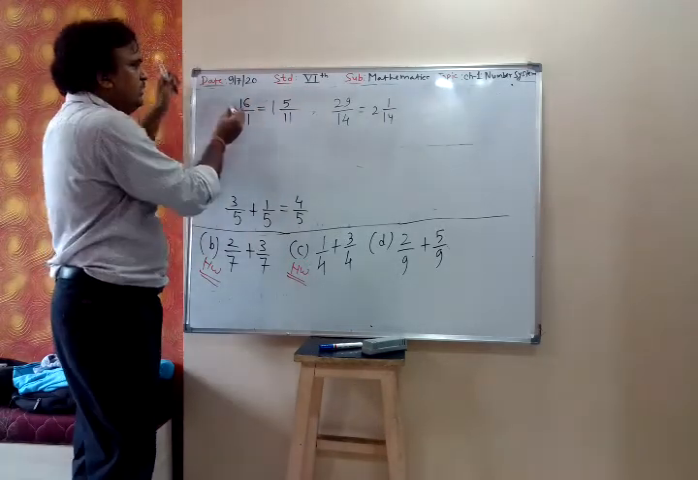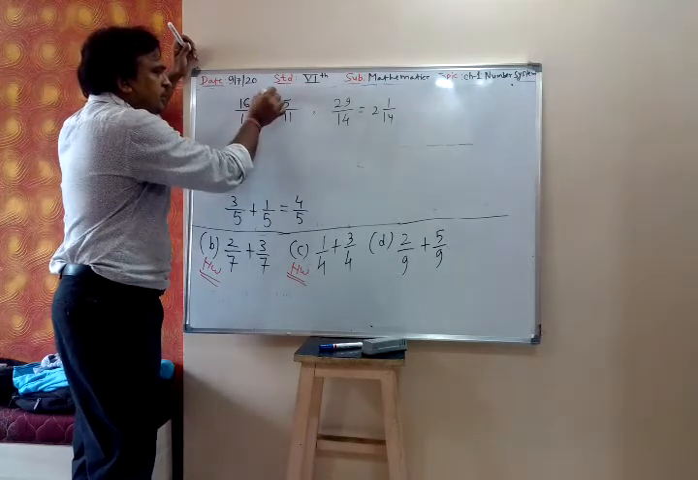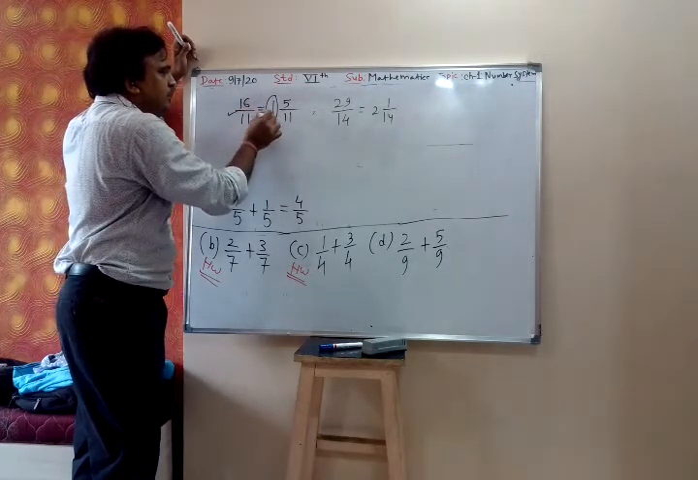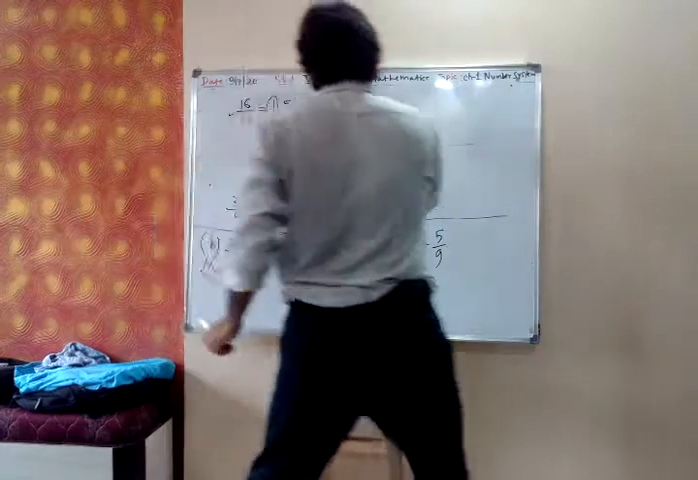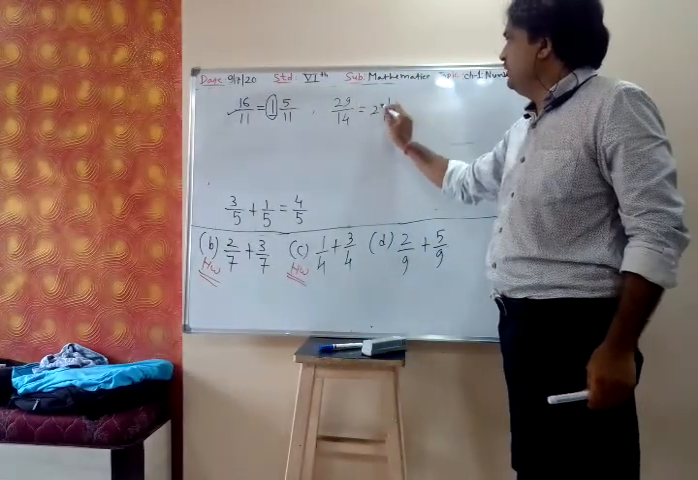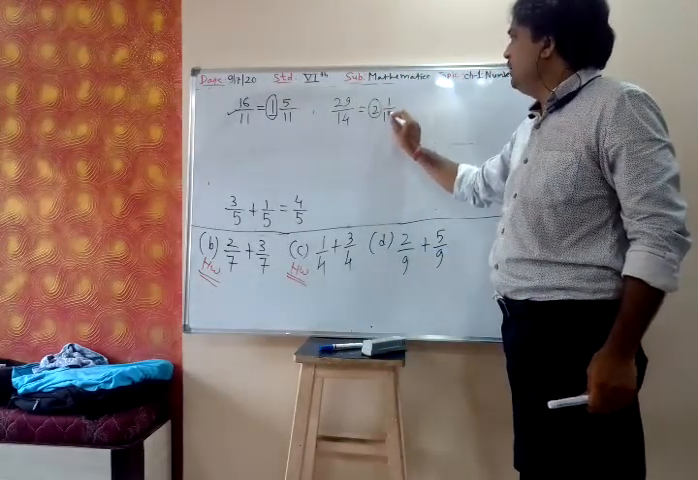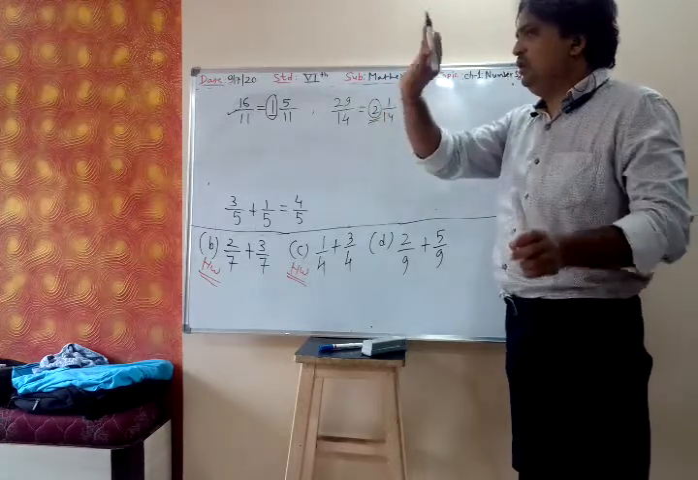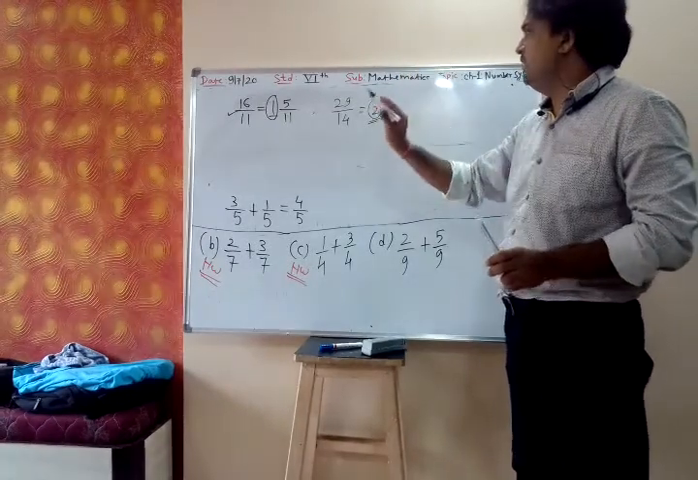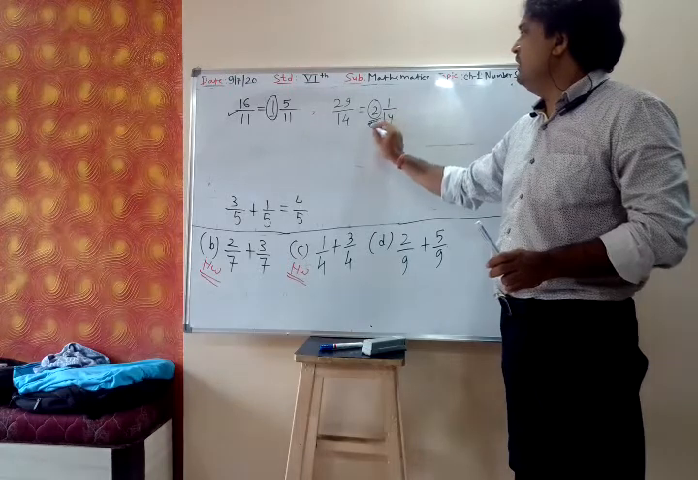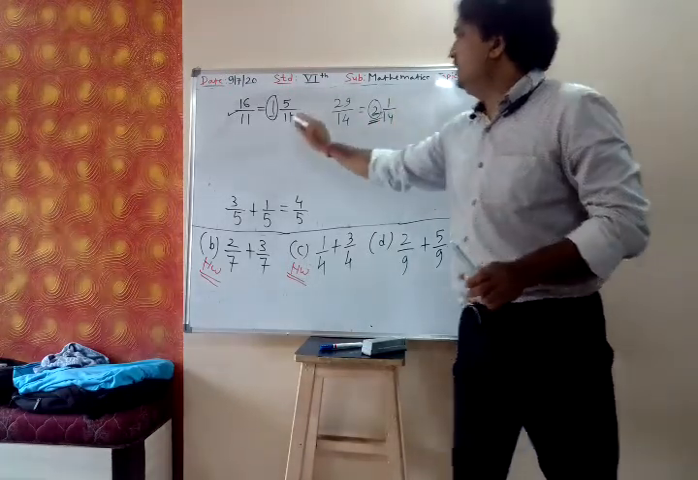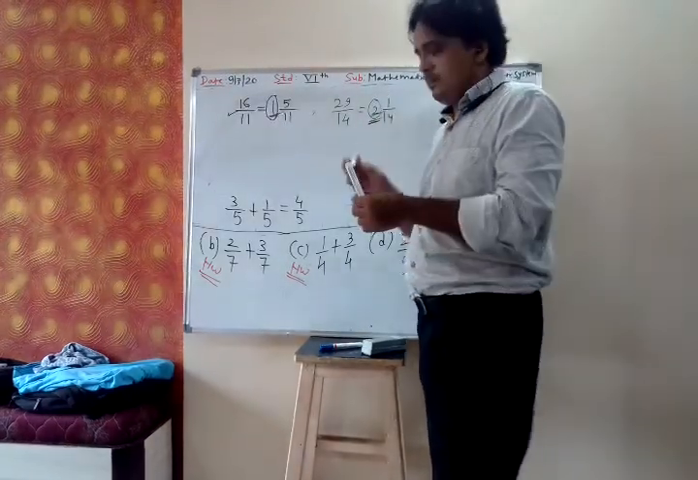So what I will do? This is 1. So this number will lie between 1 and 2. 29 upon 14. This is 2. You don't have to write. I am just explaining. Somebody asked the question. This number will lie between 2 and 3. This number will lie between 1 and 2.